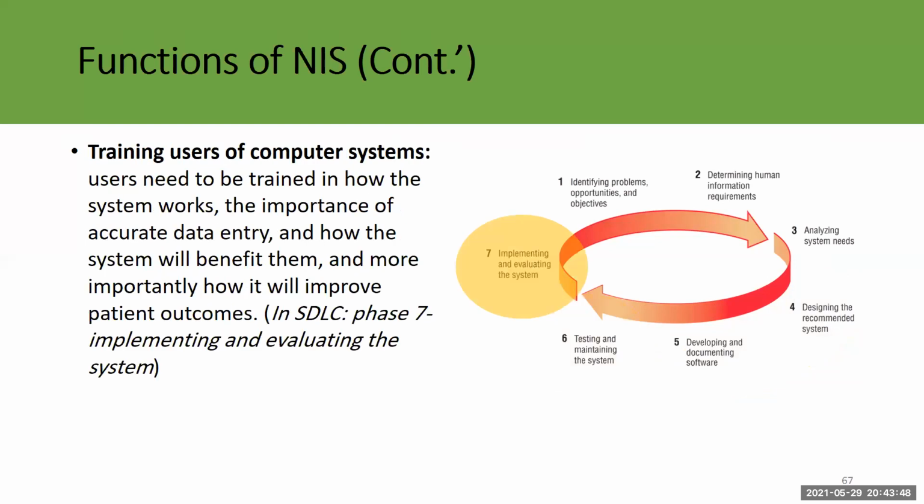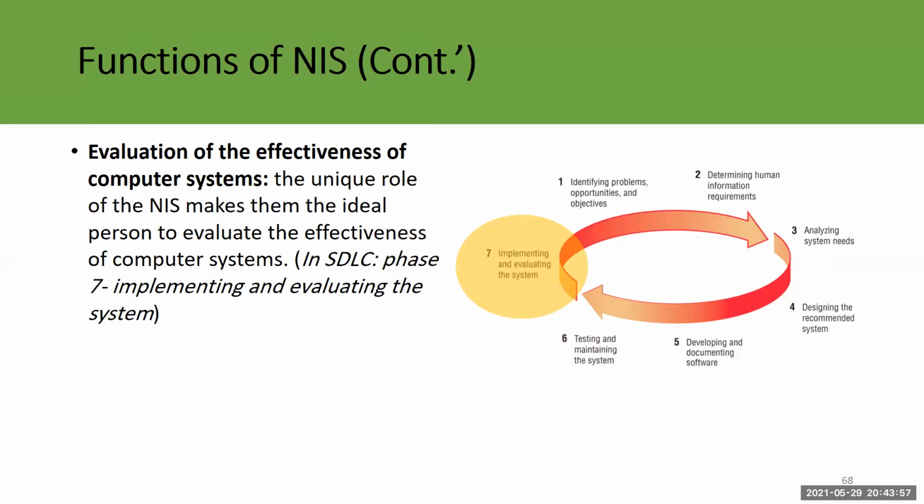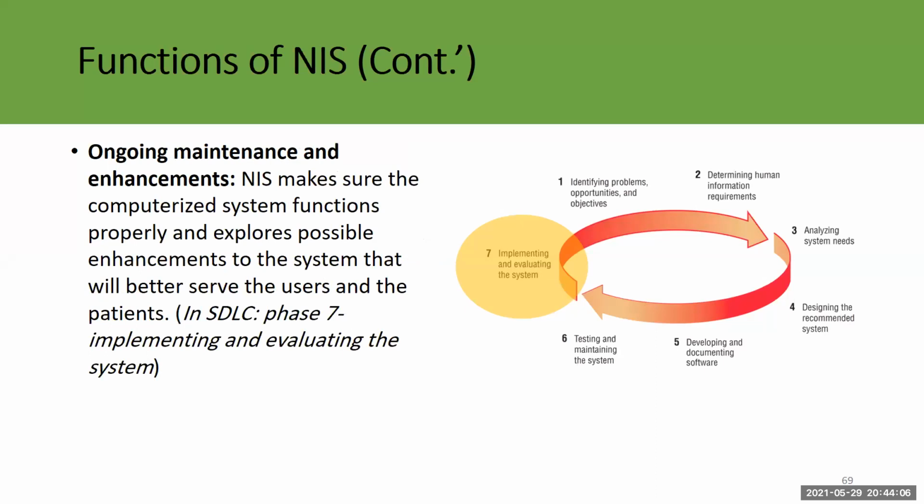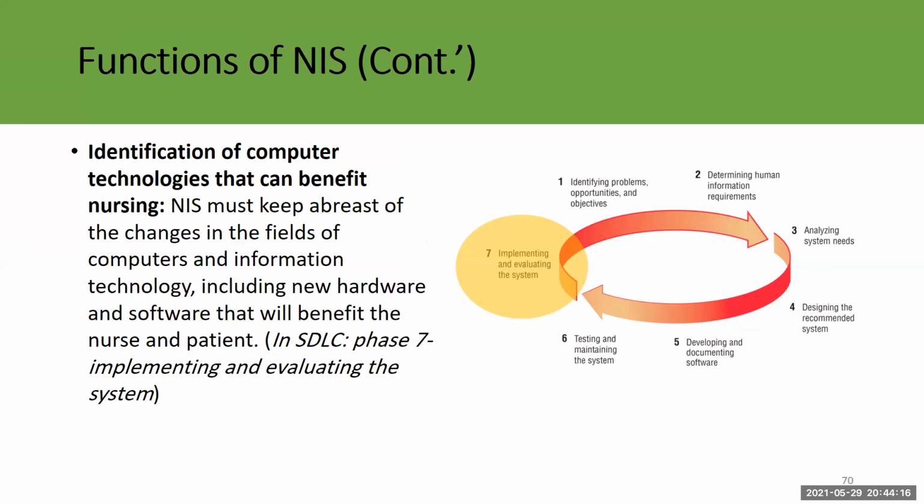Training users of the computer system maps with phase seven, which is implementing and evaluating. Evaluation of the effectiveness of the system maps with phase seven. Ongoing maintenance and enhancement maps with phase seven again. And finally, identification of computer technologies that can benefit nursing maps with phase seven again. So you can see that the ANA really described these nine functions of a nurse informatics specialist, who should have the competencies to work as a clinical system analyst with this wide range of activities.